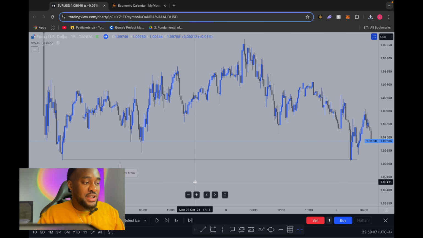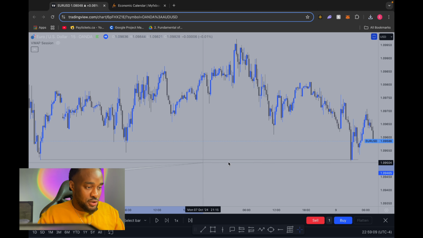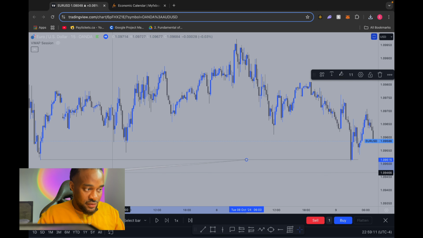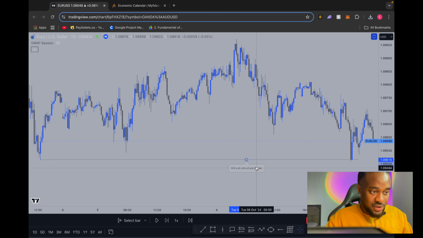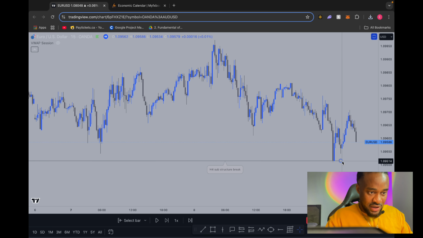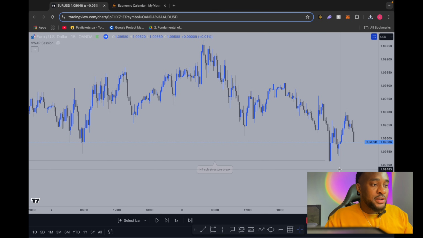So now we have the H4 substructural break from the previous screenshots. It's still there because it's still valid for us to have this information here. Okay, so now I know the H4 is bearish and I know the intention of H4 is to sell. Now I'm going to monitor the M15.